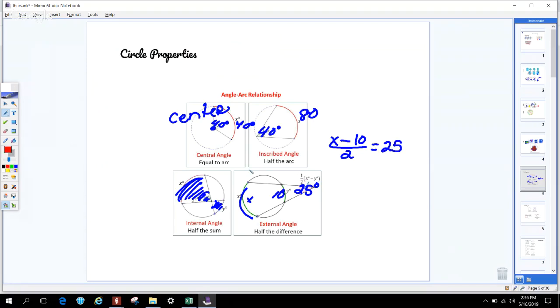Who's got how I'm going to solve it? What do I do to get rid of that 2? Yeah, that's right. We multiply by 2. These would cancel. So I'm left with x minus 10 equals 50. Add the 10 to both sides, and that's how I get my x equals 60.